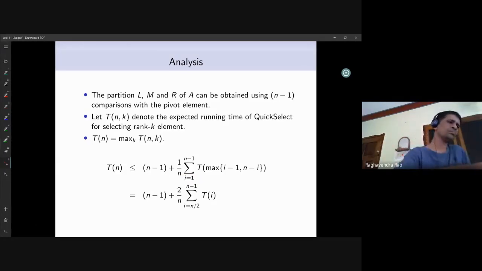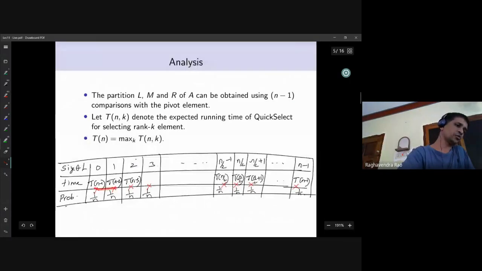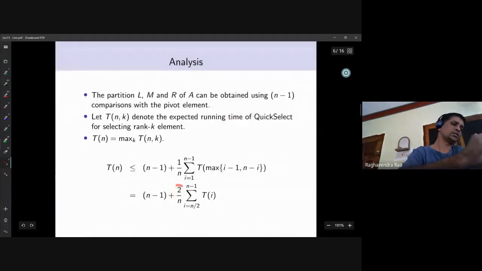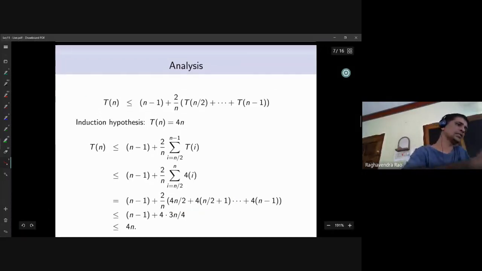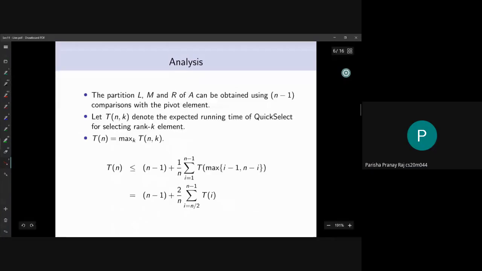Just by simplifying it, you can see that the value goes from n minus 1 to n by 2, and then again goes from n by 2 to n minus 1. So it repeats twice. So this 2 is because of repeating twice, the summation I equal to n by 2 to n minus 1 of T of I. Or more precisely, this is how it looks. Sir, the summation, shouldn't it go till n, since the rank can go till n?